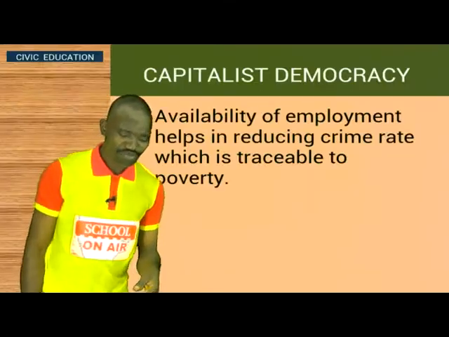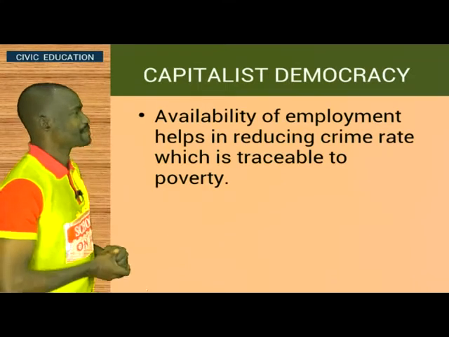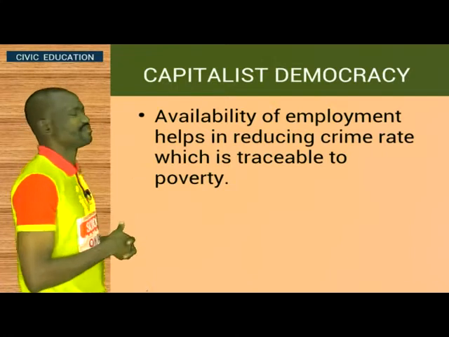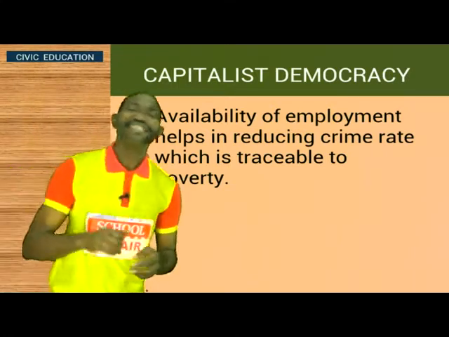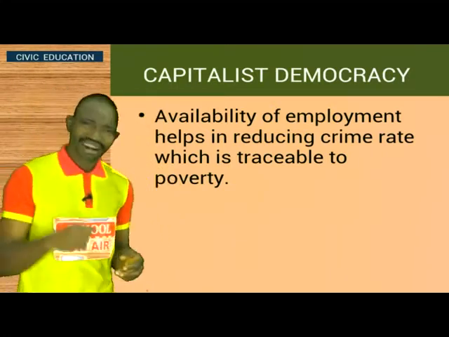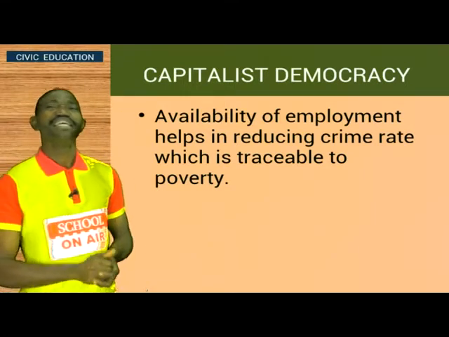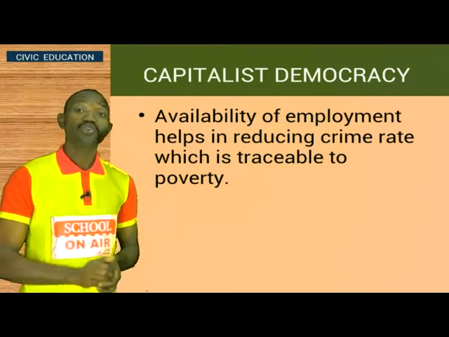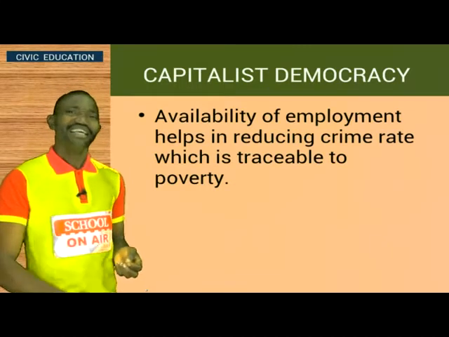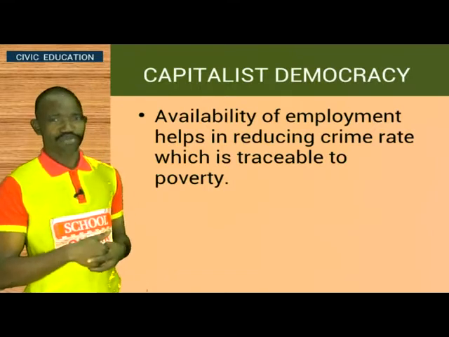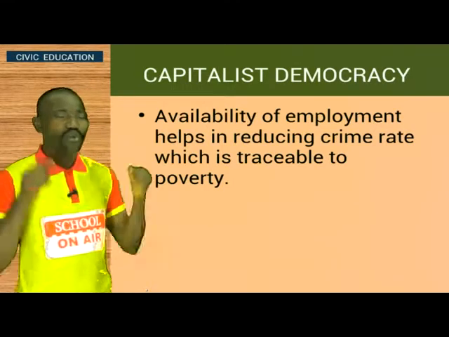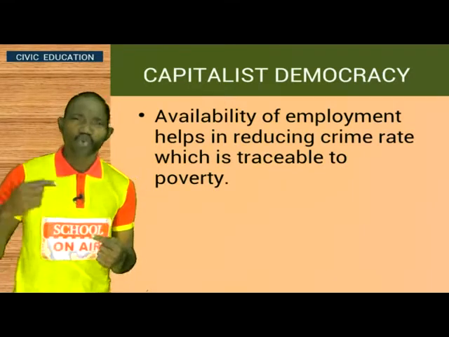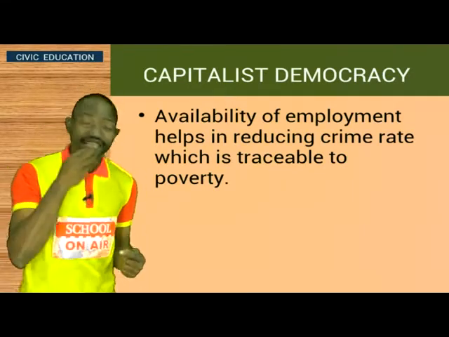Number two, employment helps in reducing crime rate, which is traceable to poverty. 80% of crime rate in the society is traceable to unemployment, because an idle hand is a devil's workshop. Someone who is not employed will think of evil. Someone who is not employed will think of what to do to survive, because he needs to eat and he needs to wear clothes.